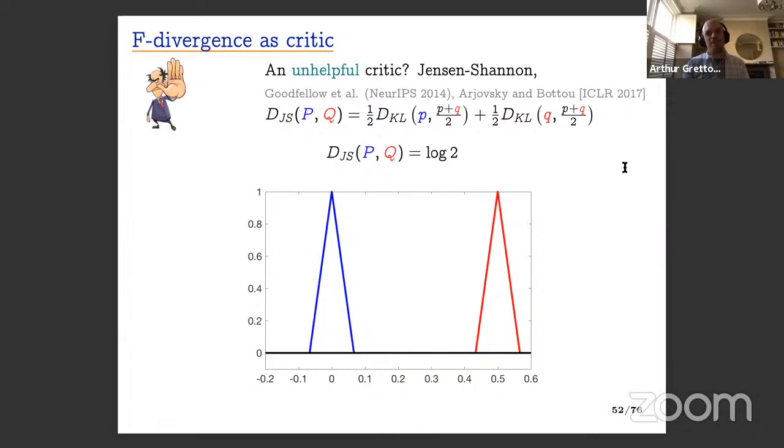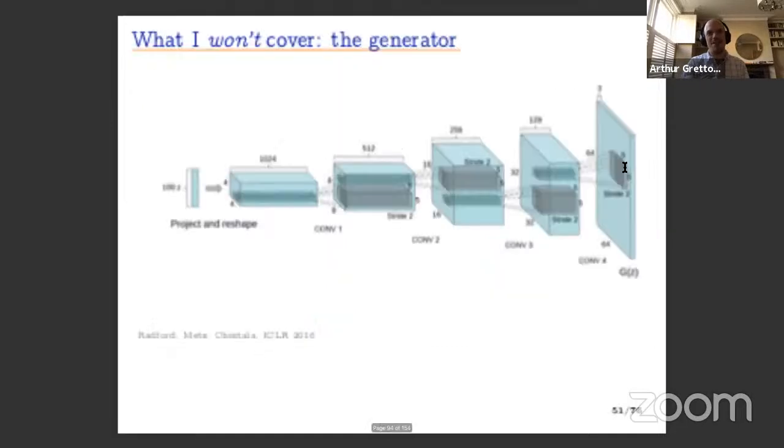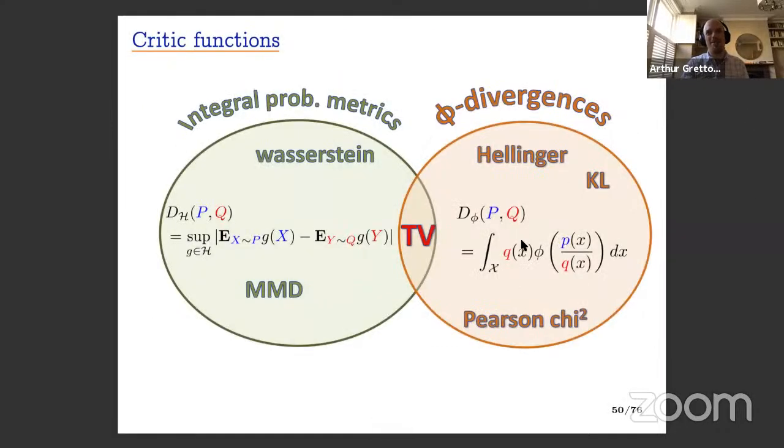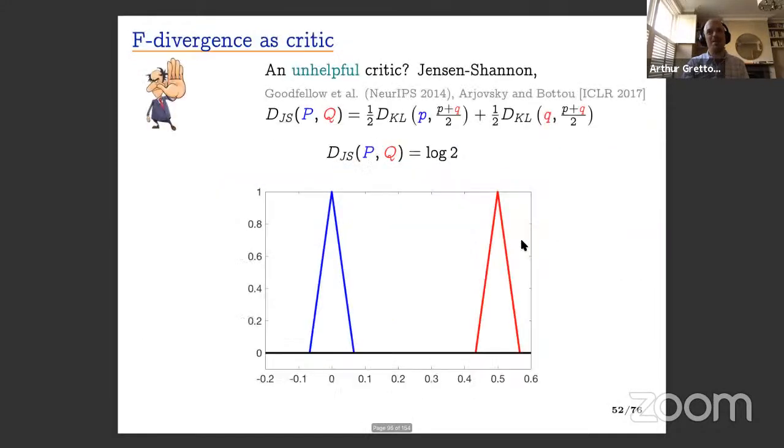Now, briefly, it would appear that an F-divergence, which is a divergence living on this side of my plot, is an unhelpful critic. Now, what do I mean by an unhelpful critic? Here is the Jensen-Shannon divergence, which is the divergence which motivated the original GAN paper. And let's say that my P and my Q, my two distributions, have disjoint support. So my P is supported on this interval here, and my Q is supported on that interval there. And the support is disjoint.